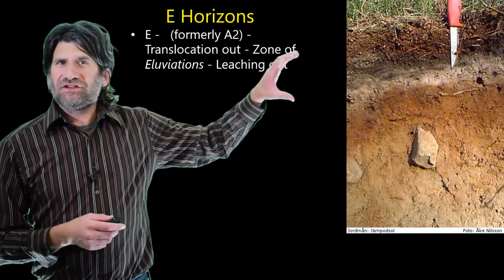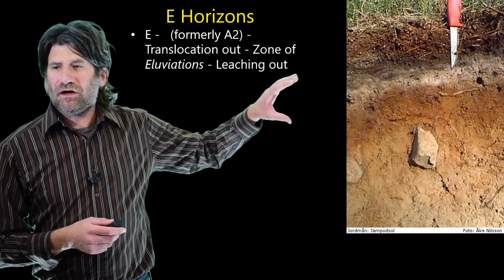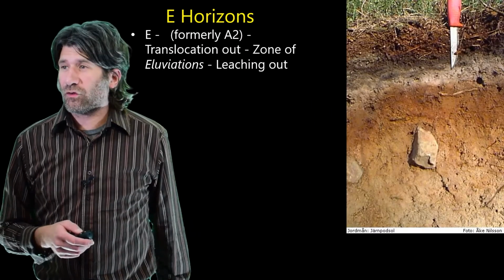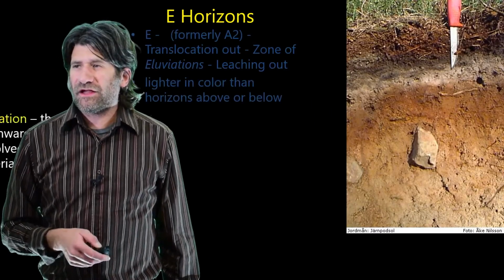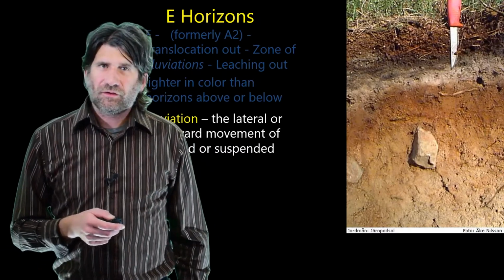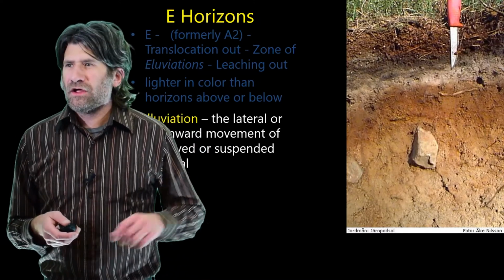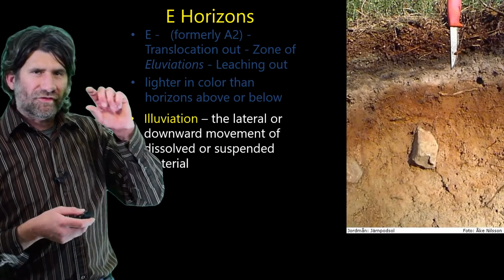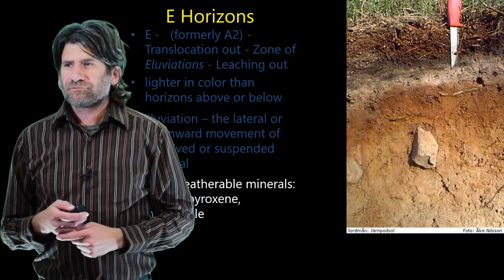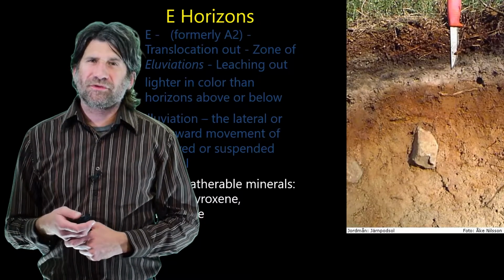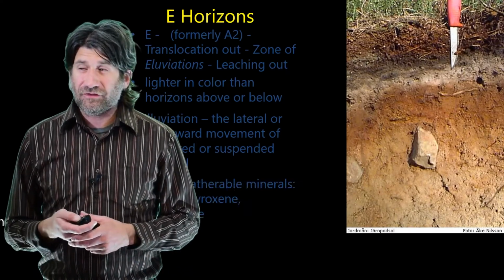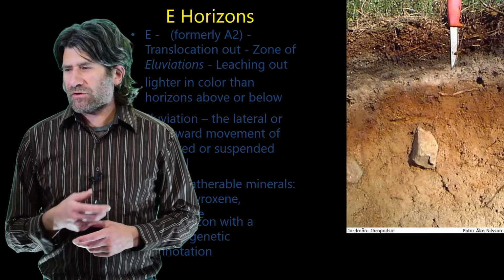And eluviation is where we're moving material out of the profile. So they have that nice white color on them, because all that's left is the quartz and feldspar. They're light in color, and this is eluviation, where we're moving material out of wherever we're talking about. You can do this by dissolving the material or having it suspended in your soil pore water and then moving it down. So again, your weatherable materials are the ones that are being weathered away and then moved out of the zone.